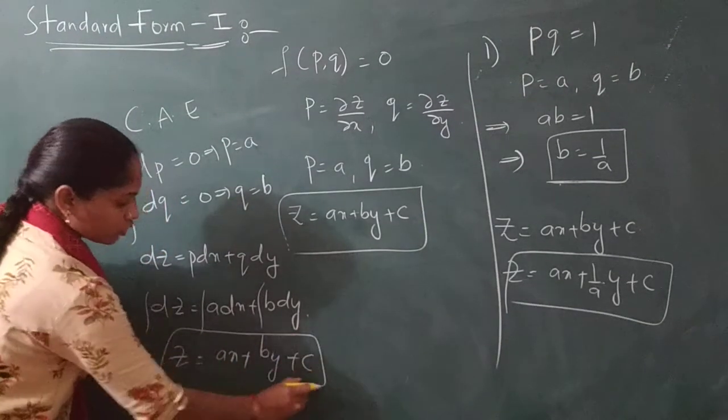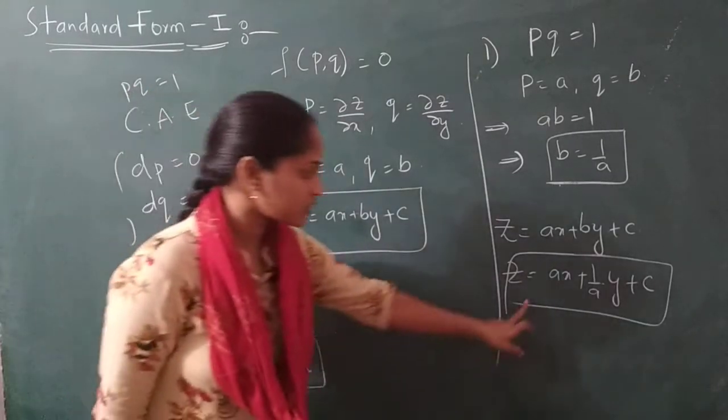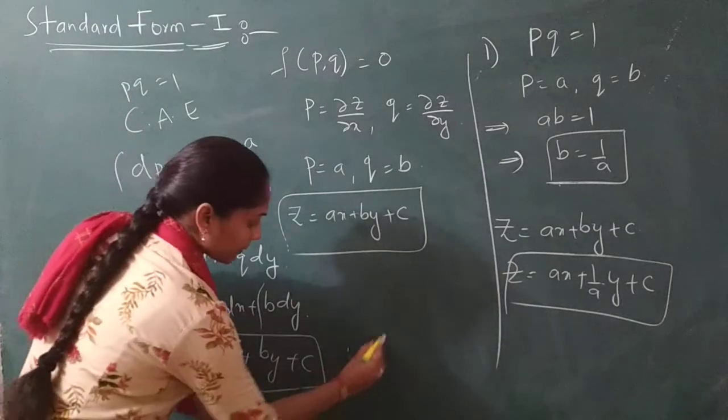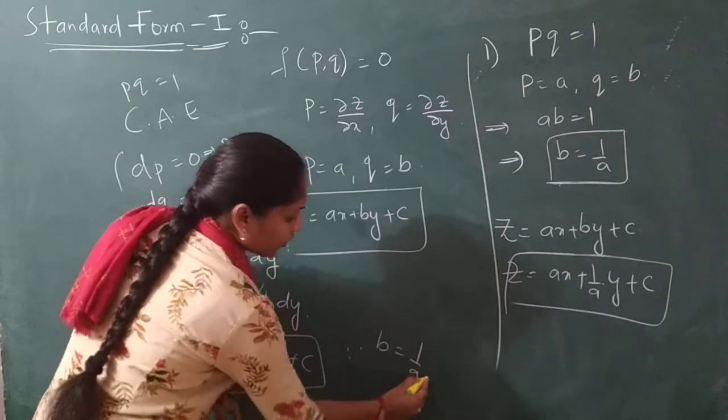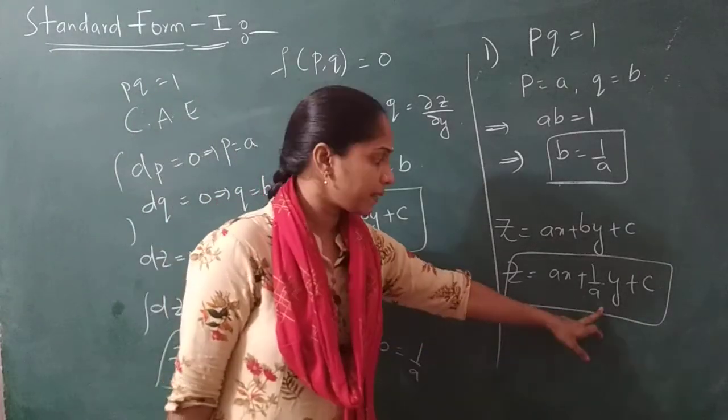So this is the solution of your PDE. Observe it the same way. You can take b equal to 1 by a, or 1 by a equal to b, some constant.